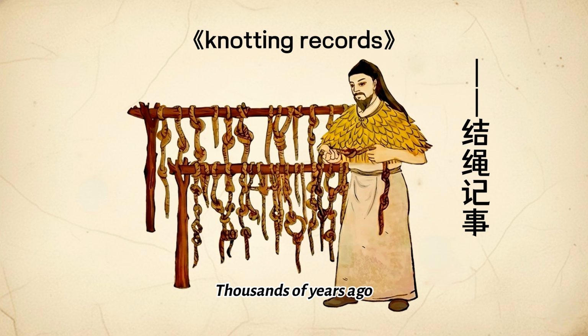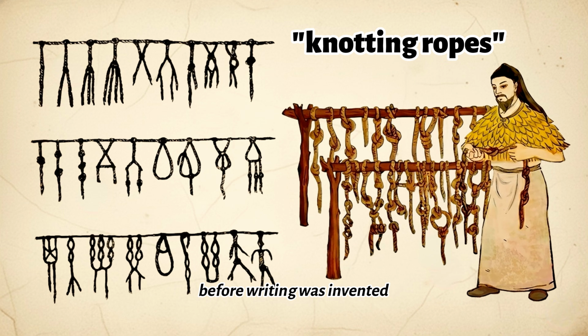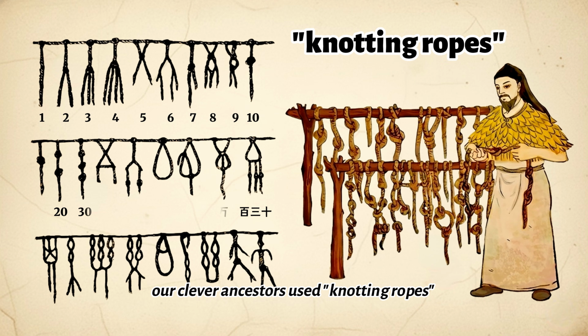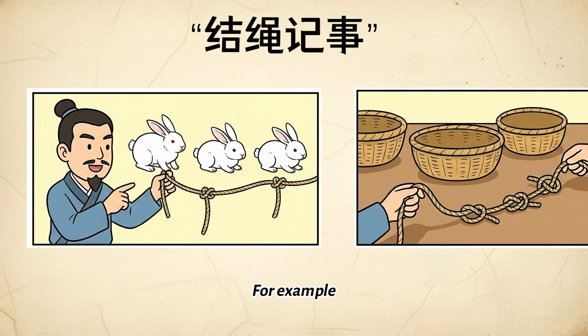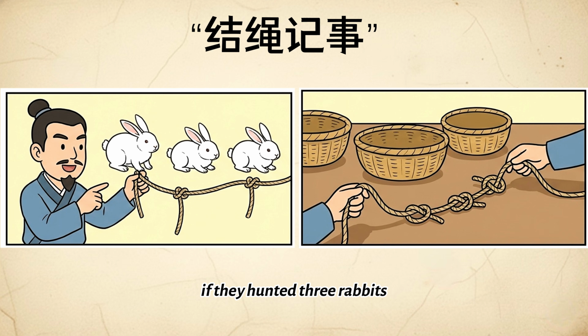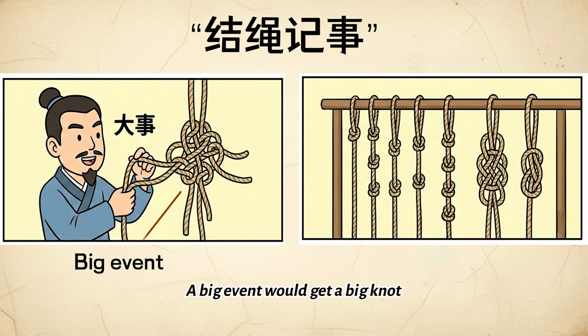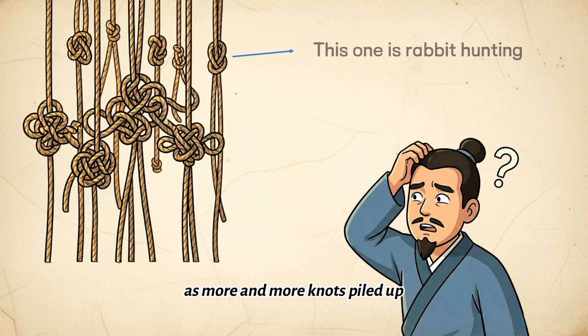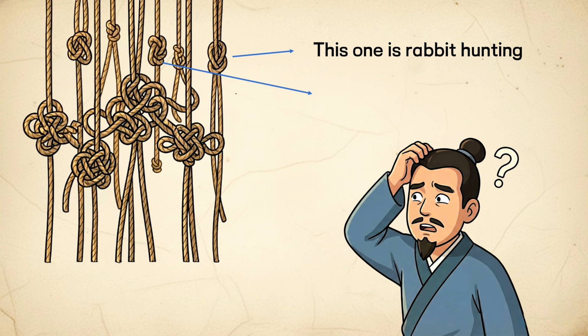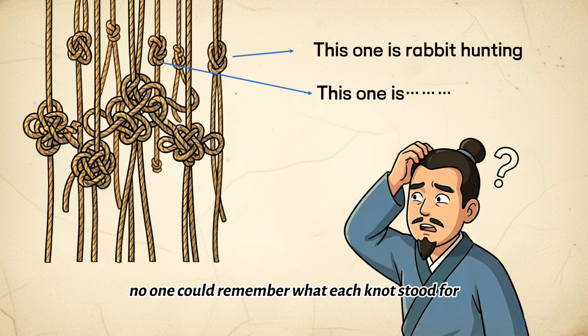Thousands of years ago, before writing was invented, our clever ancestors used knots in ropes to record their lives. For example, if they hunted 3 rabbits, they tied 3 knots. A big event would get a big knot, and a small thing, a small knot. But there was a problem. As more and more knots piled up, no one could remember what each knot stood for.